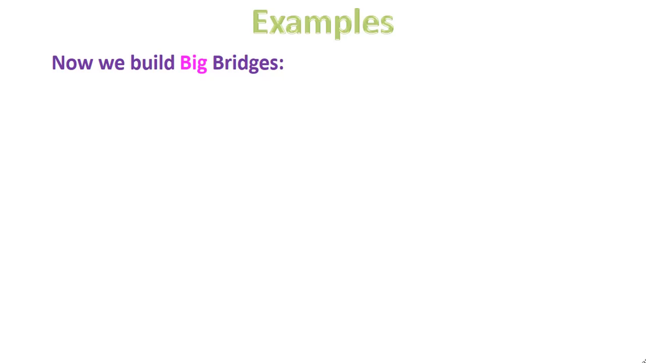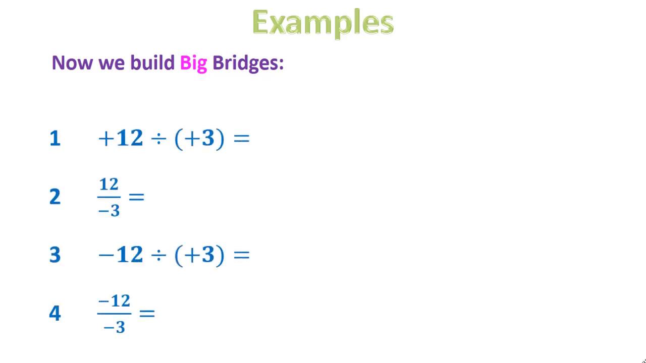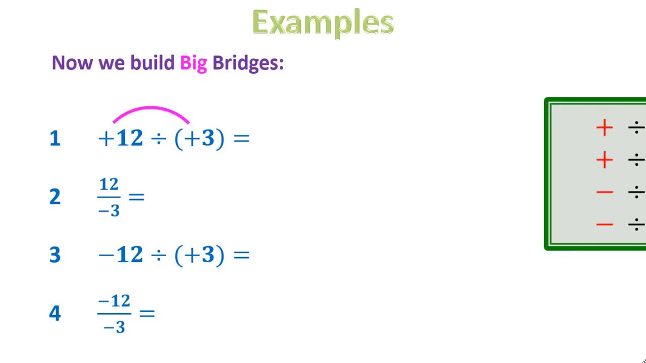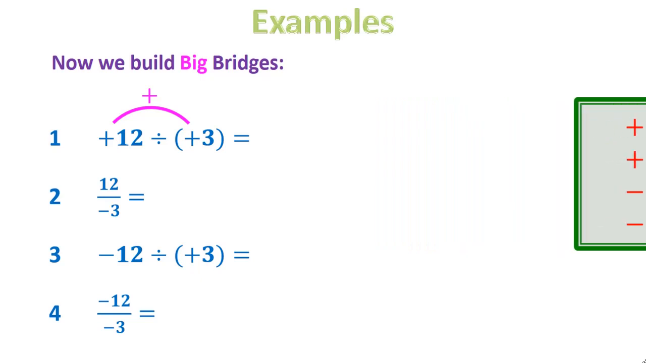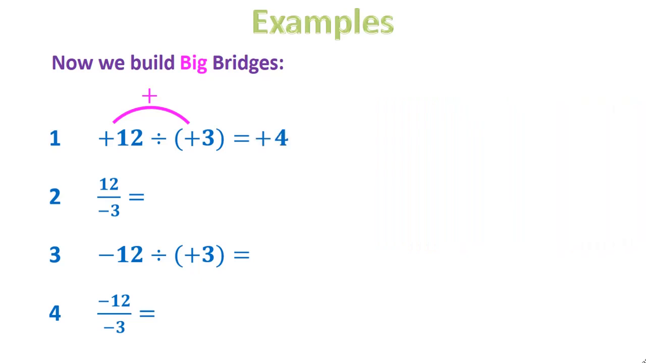Now we move on to division, and here are 4 examples that we're going to look at. Let's look at our first one. We have positive 12 divided by positive 3. We build our bridge, we look at our table. A positive divided by a positive gives us another positive, and then 12 divided by 3 gives us 4.